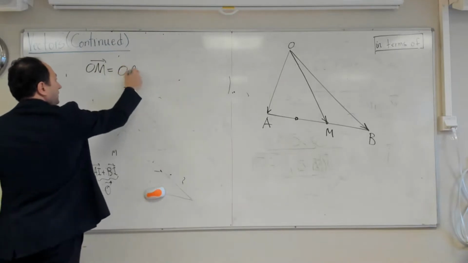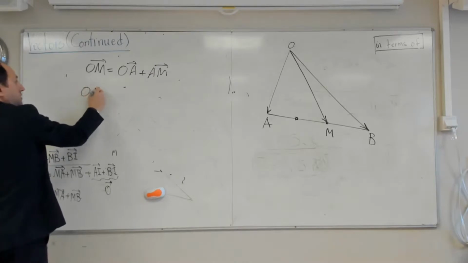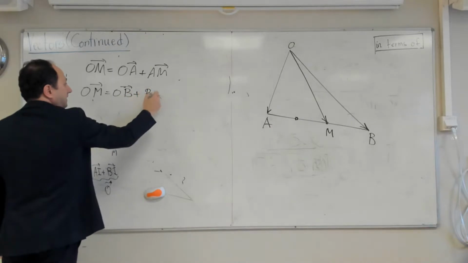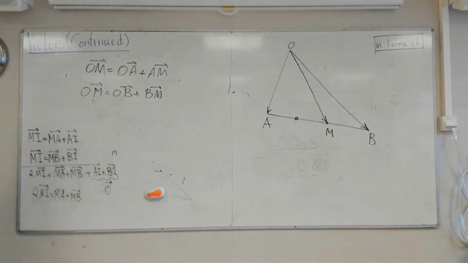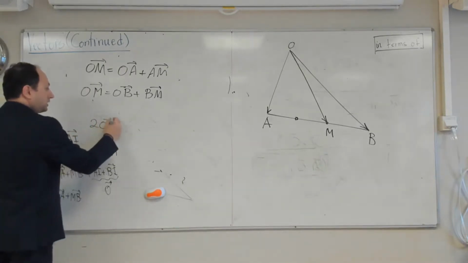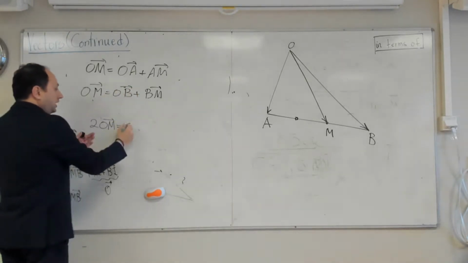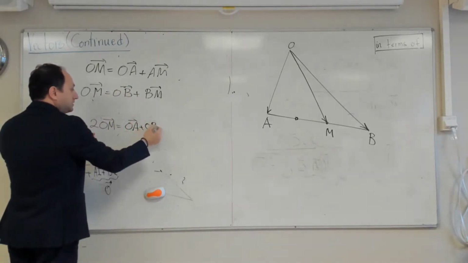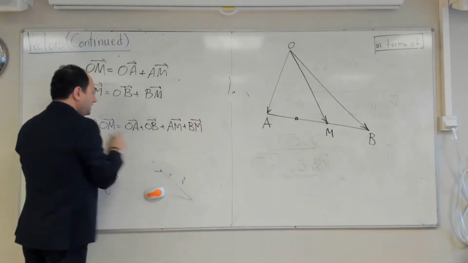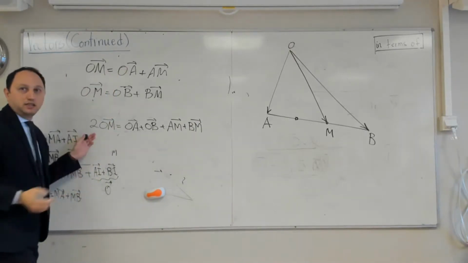It becomes OA plus AM. And the next one is OM is OB plus BM. Okay, but the problem is that if I add them, it is not wrong, but it is not what I want. Because if I add them just blindly, then OA plus OB is added, and then AM plus BM is also added. If I ask you, is this a correct statement? 100% yes, because you followed exactly the legal things here.